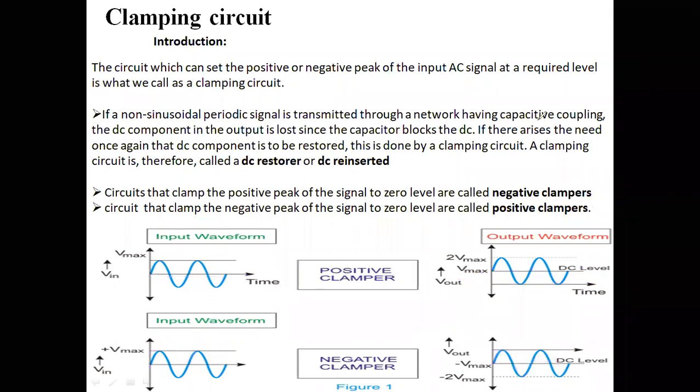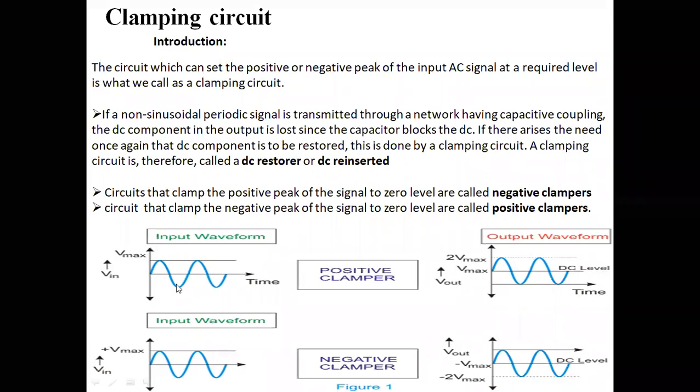Basically, once again, this clamper circuit is defined as follows; here I write the definition also. The circuit can set the positive or negative peak of the input signal at the required level. These positive or negative peaks can be moved to a required level. Therefore, we call it a clamping circuit. It is a definition. Simply it will move the positive pulse and negative pulse to a required level. If you maintain some reference level, the signal will be clamped to that reference level. If you don't maintain any reference level, it will clamp to the 0 reference level.